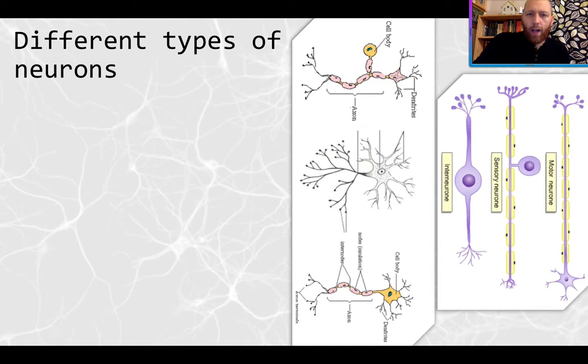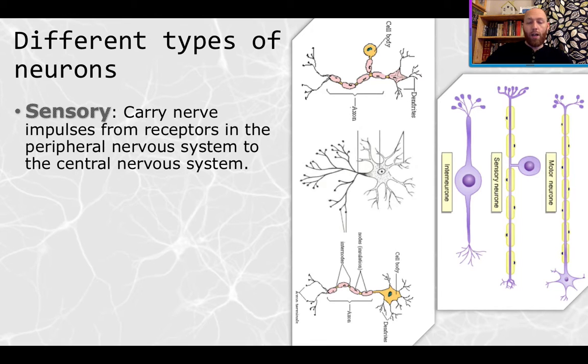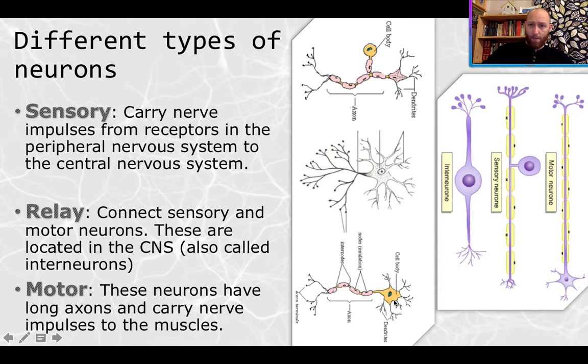So just to recap, we've talked about the neuron, we've talked about different parts of it, and we've talked about how neurons communicate with other neurons. Now we're going to look at different types of neurons. Your nervous system is made up of 3 different types: sensory, relay, and motor. Sensory neurons carry nerve impulses from receptors in the peripheral nervous system, i.e. in the skin, in the eyes, wherever it may be, to the central nervous system, right? So they're carrying signals from the outside in.